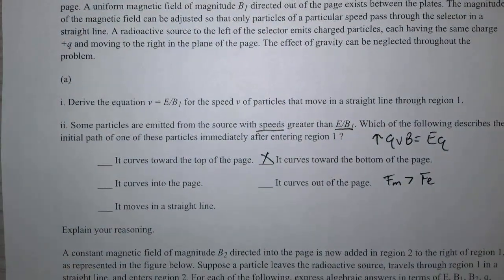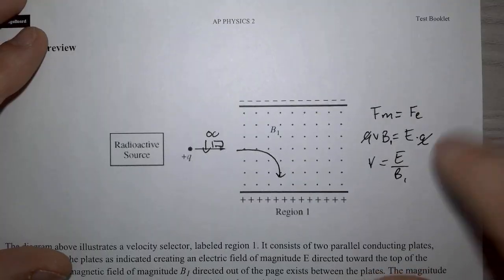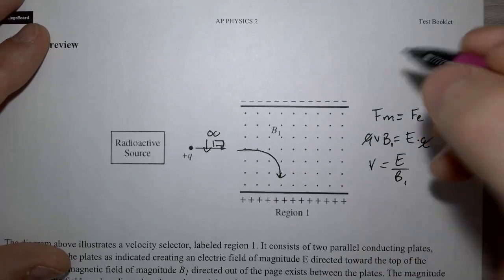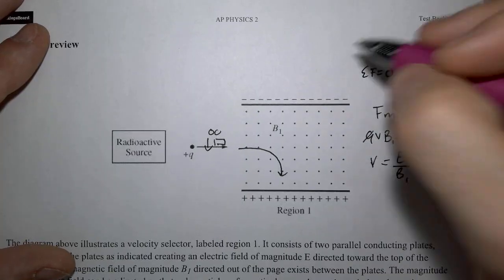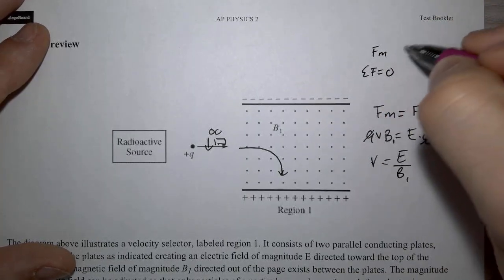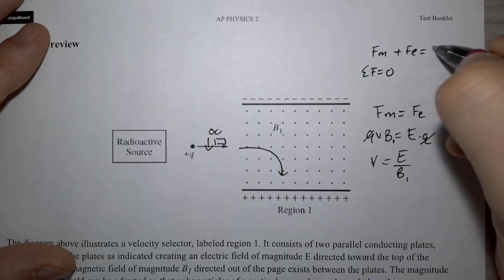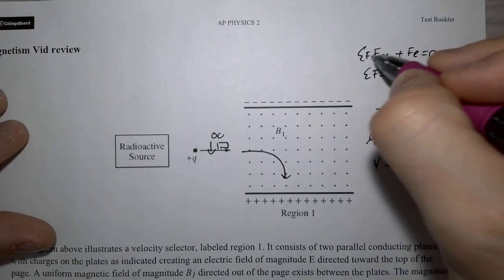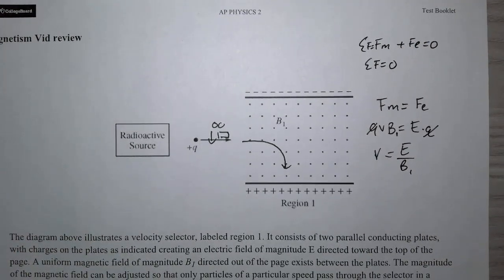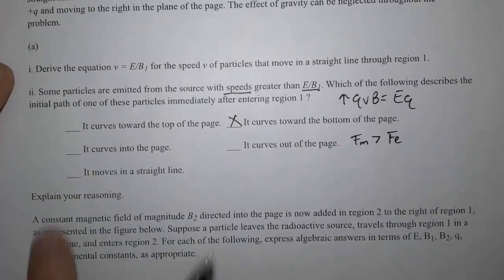Click. Now I did notice on the AP mark scheme that they did some things here that were kind of unique that I don't see very often, but it is a smart habit. Sum of all forces needs to equal 0. The force magnetic plus the force electric needs to equal 0, or minus the force electric needs to equal 0, and they actually had a point for that, which was kind of odd. All right. Explain your reasoning.